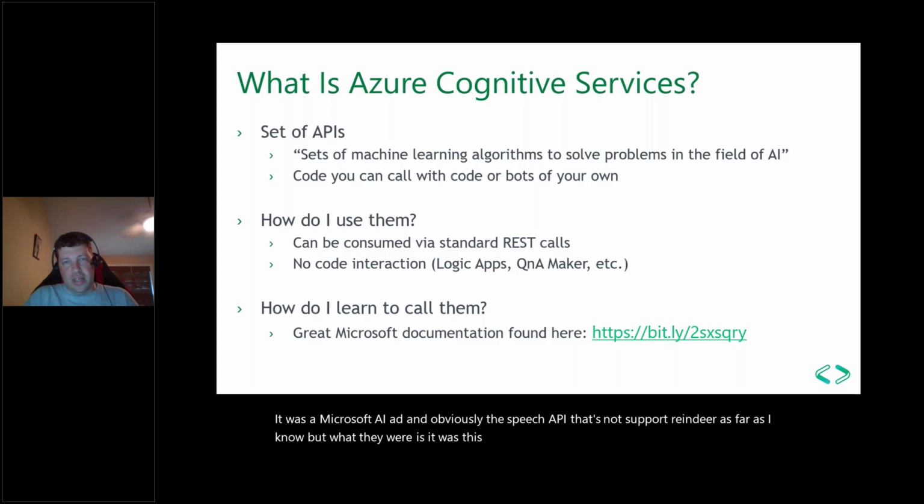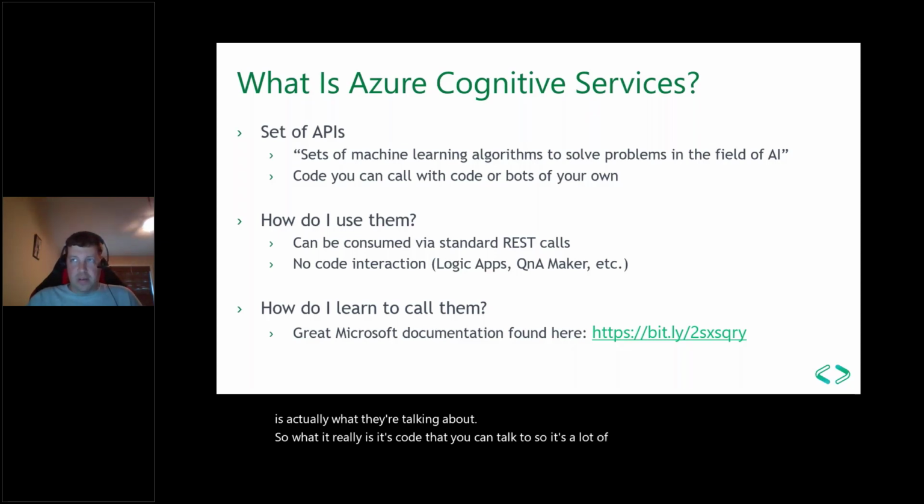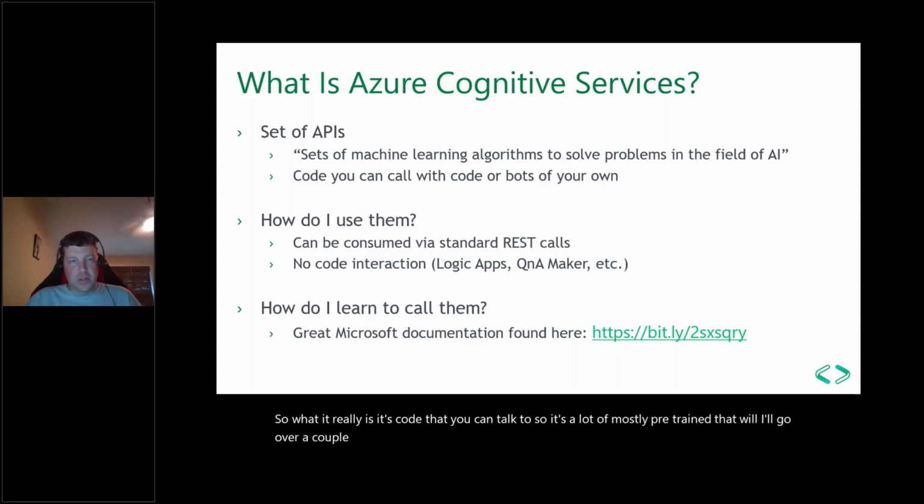So you'll see it, for us, we'll call it this name, but if you see references to Microsoft AI, especially with language, speech, vision, things like that, this is actually what they're talking about. So what it really is, it's code that you can talk to. So it's a lot of mostly pre-trained, though I'll go over a couple examples where that's not true, ML models that you can call either with code you write or bots or no code options. So I've got a note there, Logic Apps, Q&A Maker, things like that.